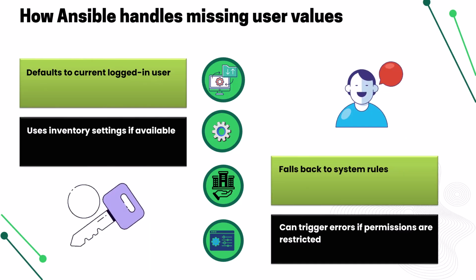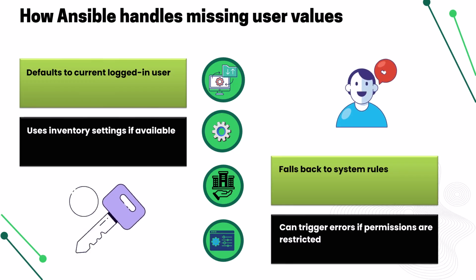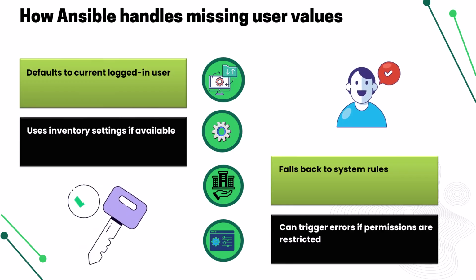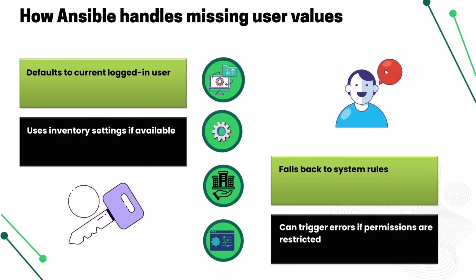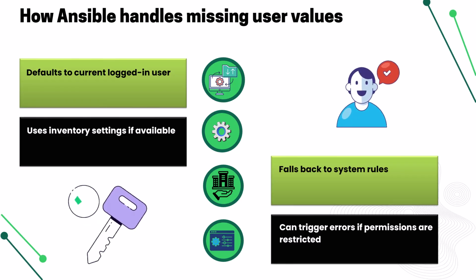Missing user values? Ansible improvises. It first checks the current user, then the inventory file, and finally the system settings. While this flexibility is handy, it can lead to unexpected errors. It's like trying to enter a locked room without the right key. You might need some privilege escalation to get in.